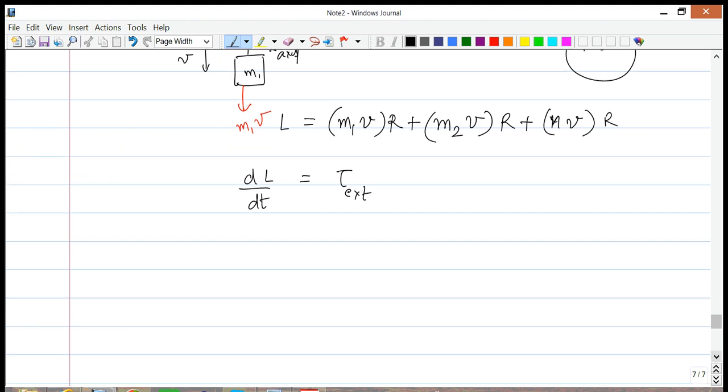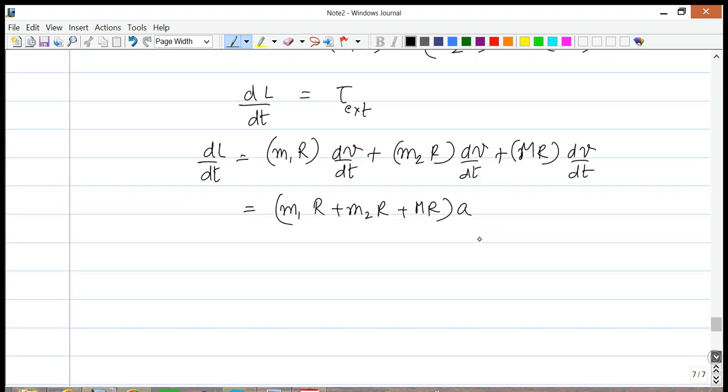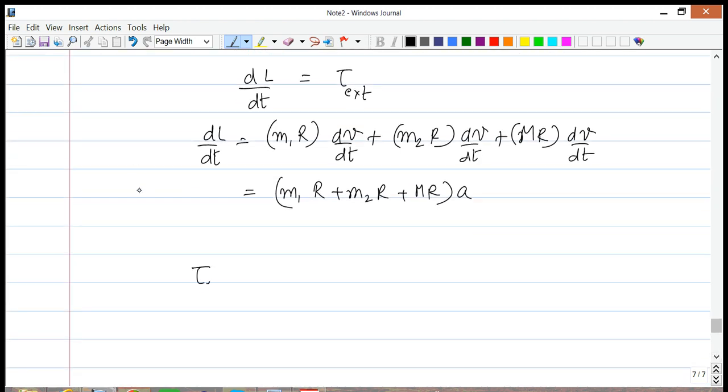The concept is going to be very simple. We already have this L, so dL by dt is simply equal to M1 r times dv by dt plus M2 r times dv by dt plus M r times dv by dt. Now dv by dt, as you all know, is simply a. So you get M1 r plus M2 r plus capital M times r, multiplied by a. Right, we have this. Now we can figure out the net external torque.